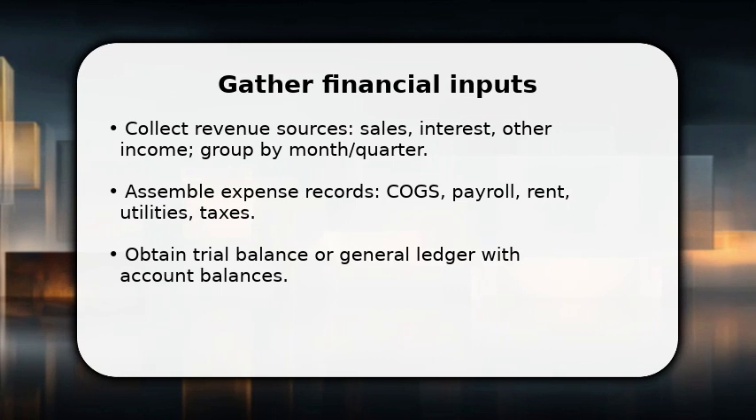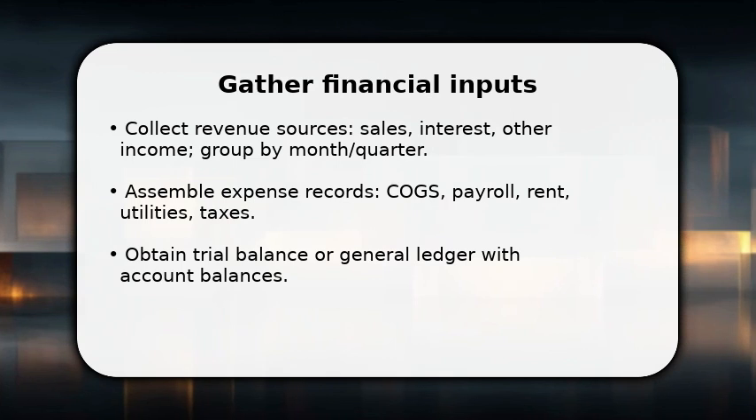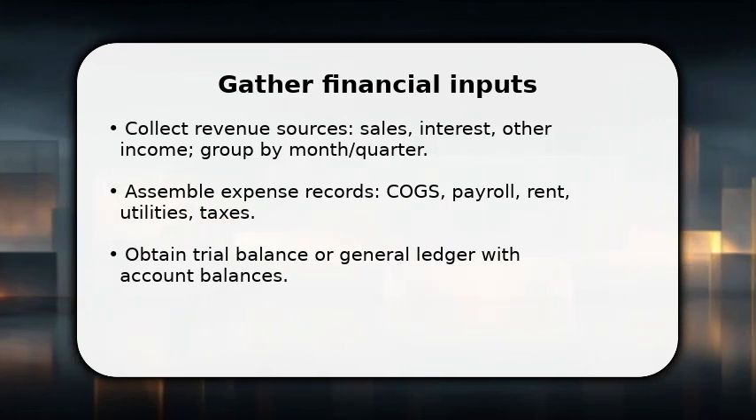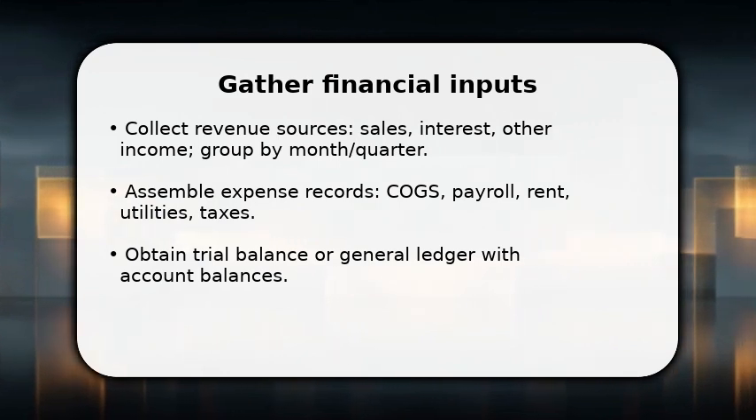Make sure to reconcile bank and credit records now to catch missing transactions, because correcting them later is harder. This first pass creates the raw numbers you'll format into the income statement.